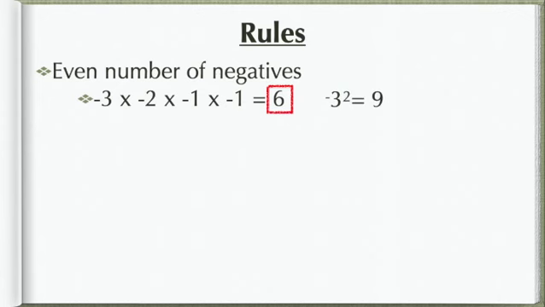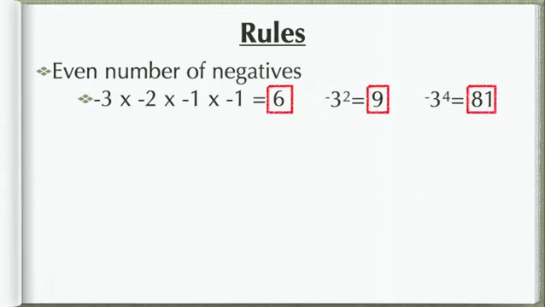What about exponents? You remember exponents. Negative 3 squared does not mean negative 3 times 2. It means negative 3 times negative 3. 2 negative 3s is what it means. 2 is an even number. So negative 3 times negative 3 is positive 9. Negative 3 to the 4th power is negative 3 times negative 3 times negative 3 times negative 3. Again, you have 4 negative factors, meaning your answer is positive 81.